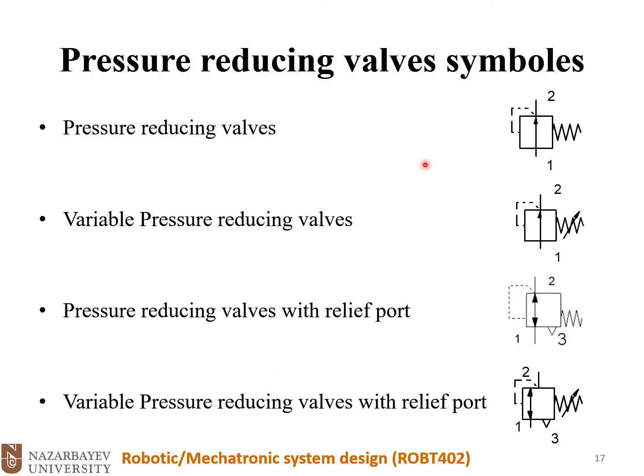Pressure reducing valves symbol. Here we have a pressure reducing valve symbol. I already explained that this one doesn't have an exhaust port. The variable pressure reducing valve, just we could adjust the spring. Pressure reducing valve with relief port, and pressure reducing valve with relief port which is variable.